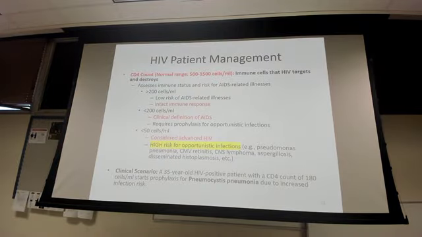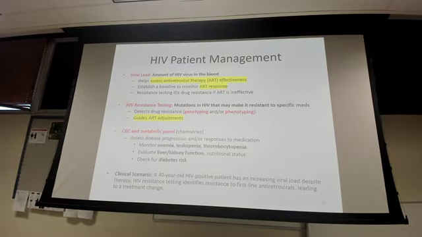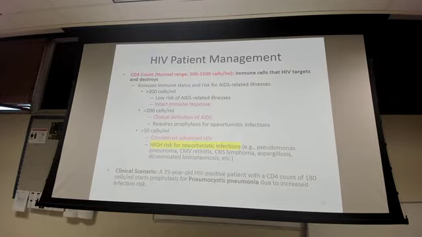All right, now we're moving on to HIV. All right, so HIV. Let's see, I think we have 1, 2, 3. All right, so four things you need to consider in HIV patient management. The first one is your CD4 count. So a normal CD4 count is between 500 to 1,500 cells per milliliter, okay?